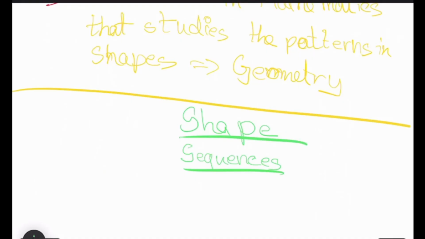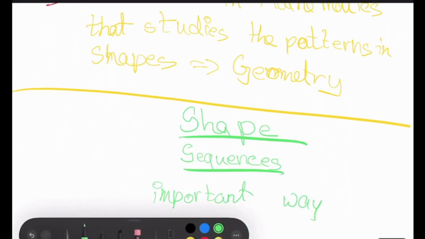These are one of the important types of shape pattern that mathematicians study. It's an important way. Okay. Many mathematicians have studied it. So it's a very important way. Okay, it's a very important way.